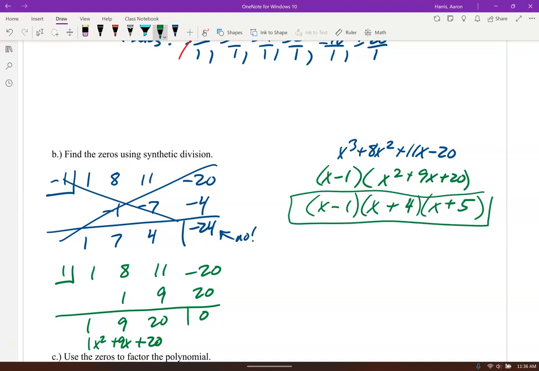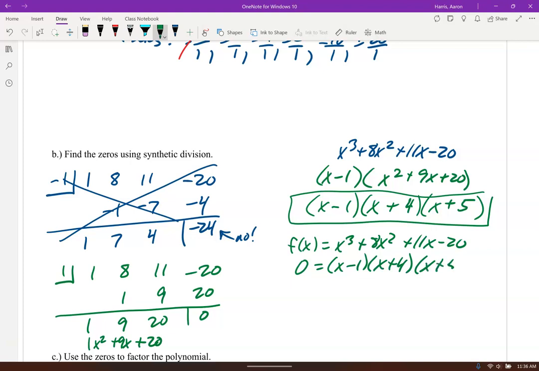So there it is in factored form, which also means, remember, this was the original function. So what are its zeros? Since we know the factored form, so the zeros, or the x-intercepts, are 1, negative 4, and negative 5, all from the factors. All right, so this function hits at 1, negative 4, and negative 5, right?